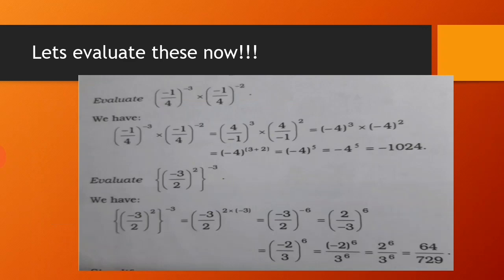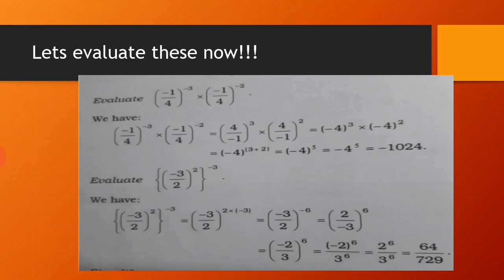Now there are 2 more evaluation sums. These are examples. You have to do them. First one is (-1/4) raised to power -3 into (-1/4) raised to power -2. Again you can see that the bases are same. Because it is -3 and -2, what we do is the reciprocal thing, because it has a negative integer, so we have to change it into reciprocal. So -1/4 becomes (4/-1) raised to power 3, and (-1/4) raised to power -2 becomes (4/-1) raised to power 2.